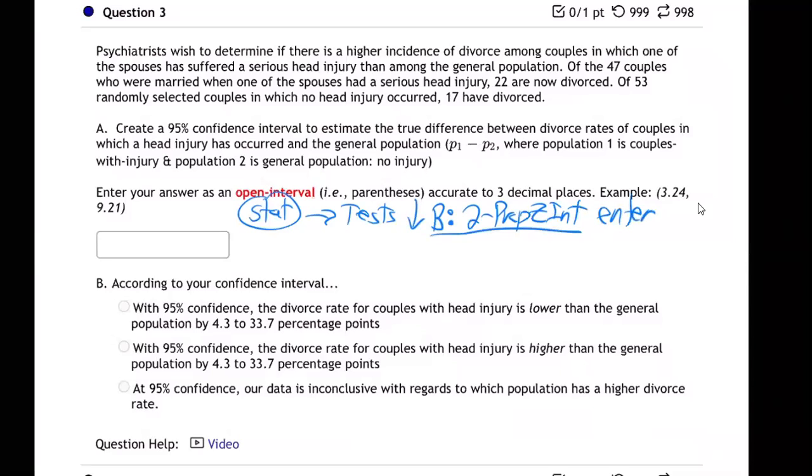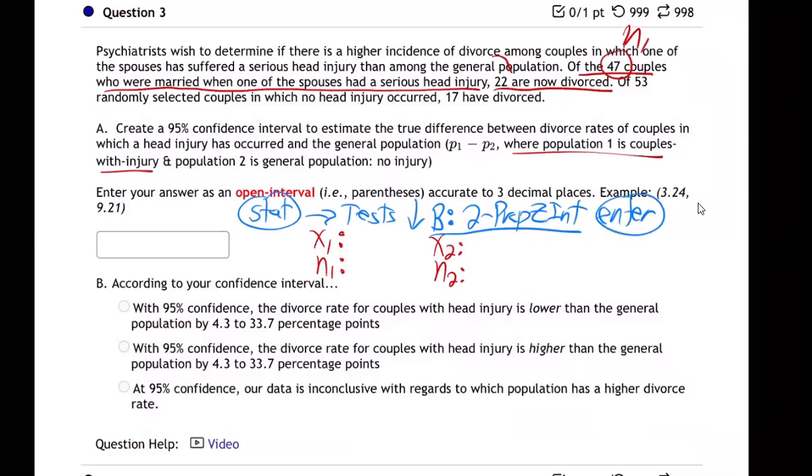And hit enter. So this is a confidence interval, not a hypothesis test. Comes out about the same though. You've got X1 and N1 and X2 and N2 and then the confidence level. So what are they? Population 1 is the couples with the injury. So of the 47 couples who were married when one of the spouses had an injury, that's our N1. 22 are now divorced. That's X1. So 22 divorced out of 47.